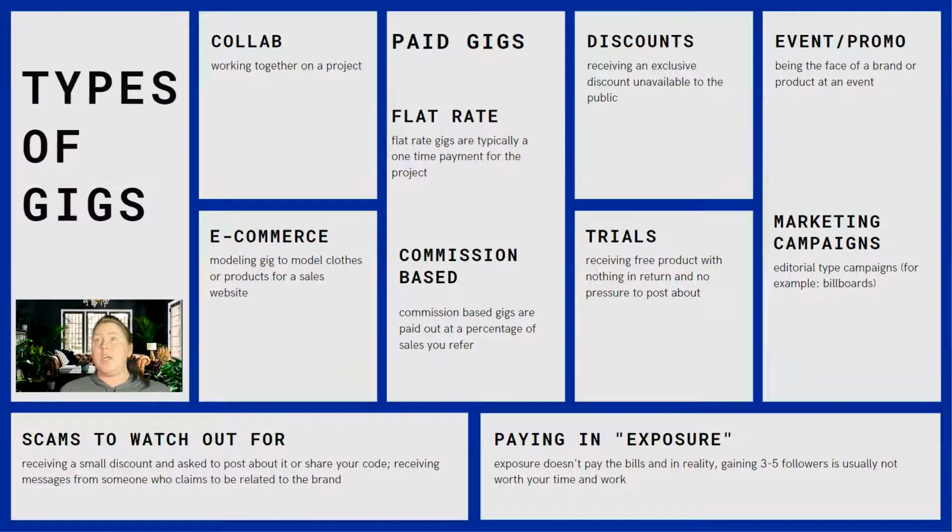Then there's discounts. So receiving an exclusive discount unavailable to the public. We'll talk a little bit more about that in a minute. But remember, the two key terms are exclusive and unavailable to the public. Then there's trials, receiving pre or promo, PR, whatever you want to call it, receiving free product with nothing in return. So you don't do anything for the free product, and there's no pressure to post about it, but it's probably wanted. Event or promo is being the face of a brand or product at an event.